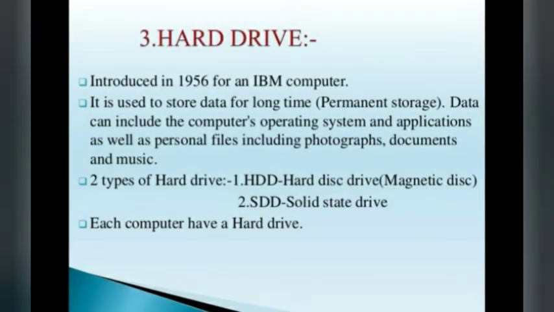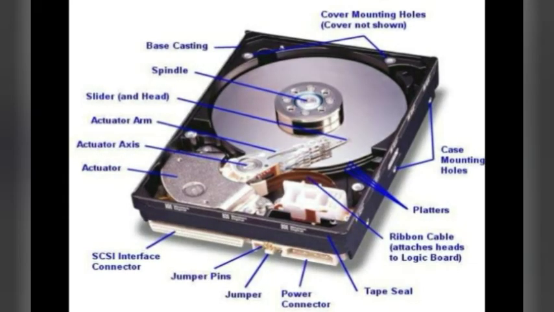Now come to the hard drives. Introduced in 1956 for IBM computers. It is used to store data for long times. Permanent storage data can include the computer's operating system and applications, as well as personal files including photographs, documents, and music. Two types of hard drives: first, HDD, hard disk drive, magnetic disk; second, SSD, solid state drive. Each computer has a hard drive. This is the structure of a hard drive; we are discussing every part of this image.